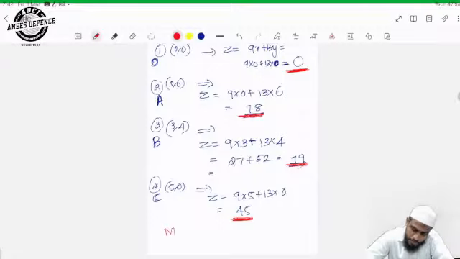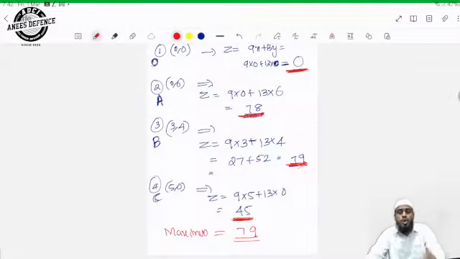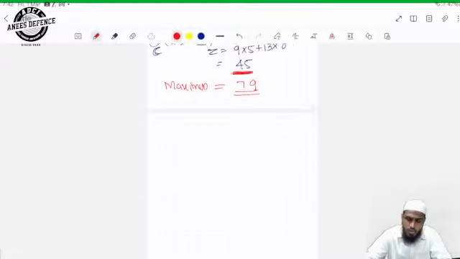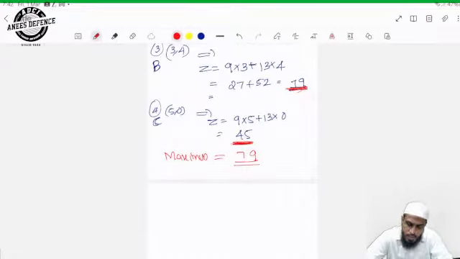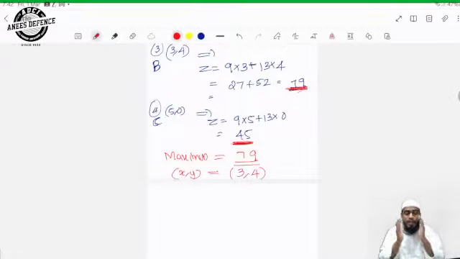So maximum is 79. So in order to maximize the objective function, we have to consider the value 3 comma 4. In order to maximize the objective function, we have to consider the value of xy as 3 comma 4. So our target is to maximize our objective function.